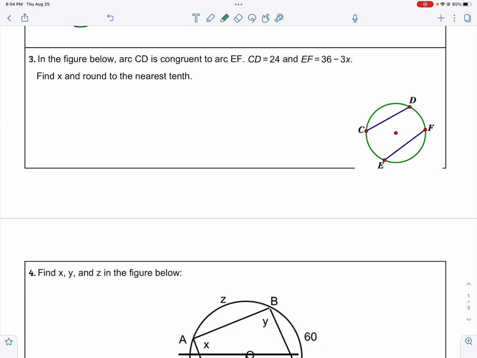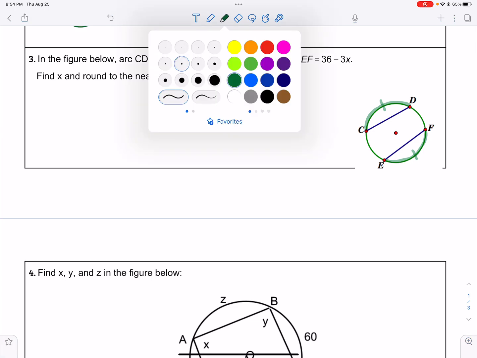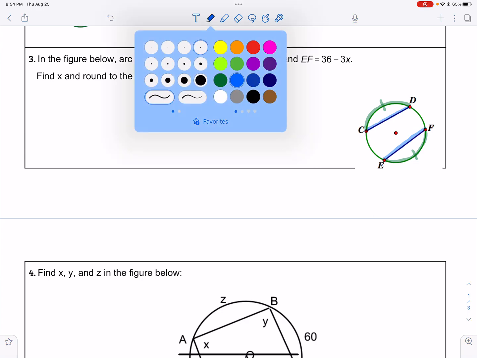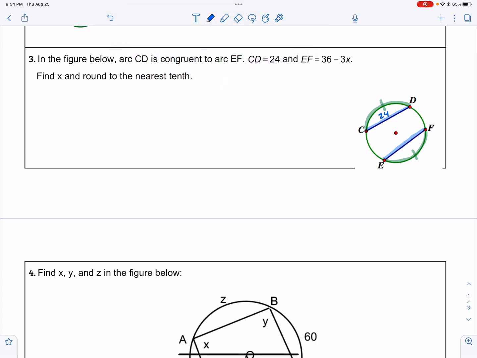So for this figure, they've said the arc CD is congruent to arc EF. And when we know we have two congruent arcs, we know that the chords that they intercept would also be congruent. And that's what helps us figure this out. Because they've given us the chord CD is 24 and chord EF is 36 minus 3x. So let's set those equal. 24 equals 36 minus 3x. And then we can subtract 36 from both sides, so we get negative 12 equals negative 3x. And then just divide by negative 3, and we get x is equal to 4. And then that's all we needed to do for that one. Let's look at number 4.